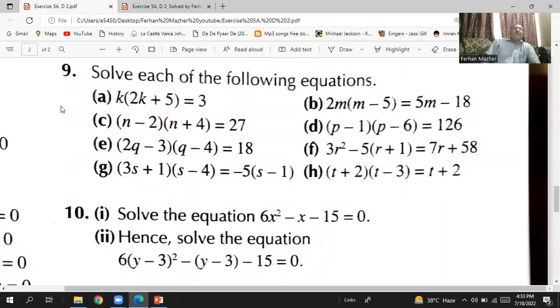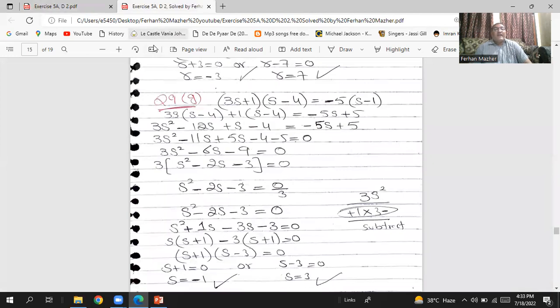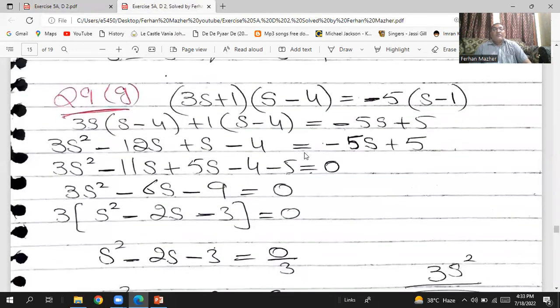Okay, now we are on question number 9. It's the G part. Here we have in one bracket 3s + 1, and in the other bracket s − 4, and that is equal to −5(s − 1). So first of all, we will expand them and then arrange them on one side, and then we will further solve them. So 3s will multiply with the bracket s − 4, then +1 will multiply with the bracket s − 4, equals to −5s + 5.